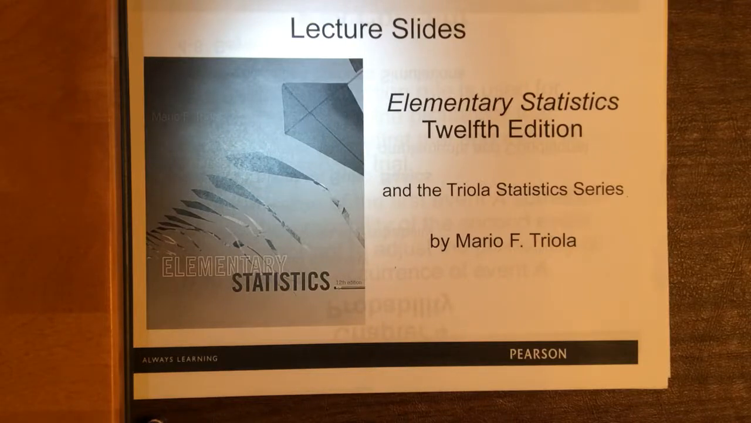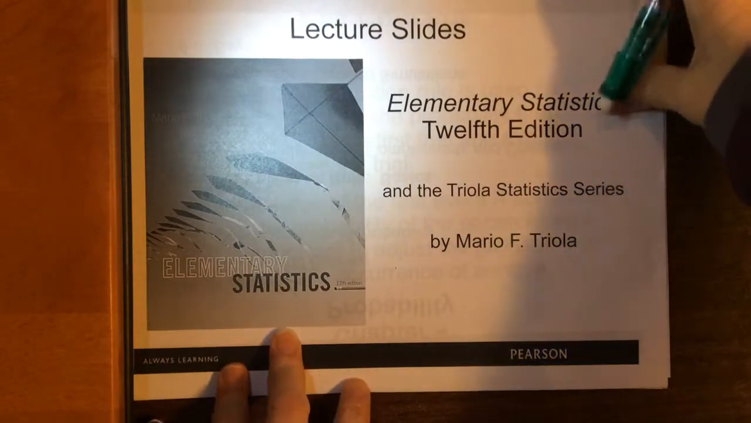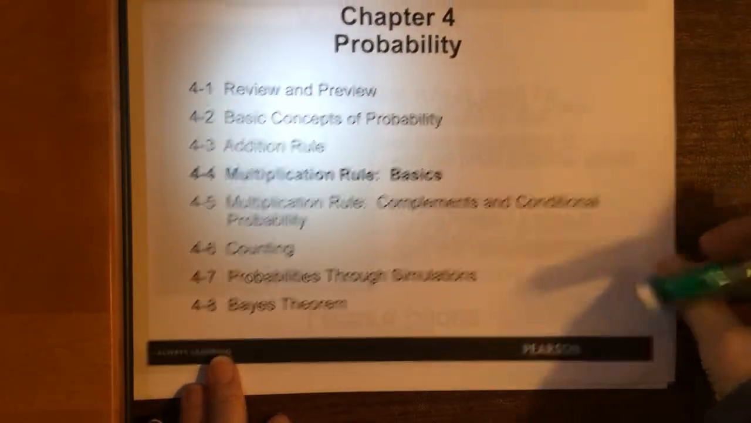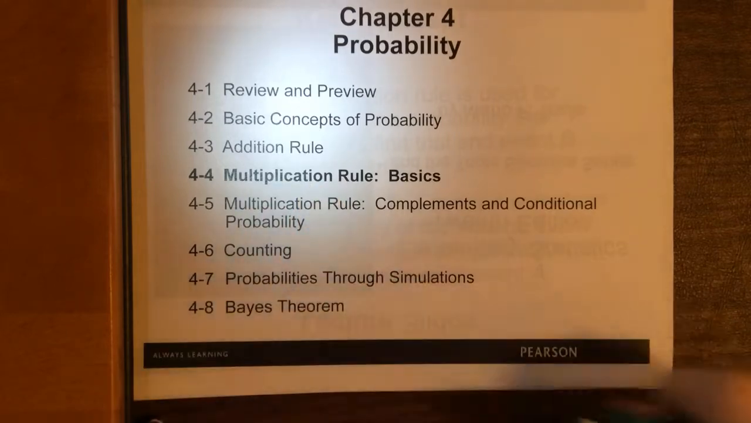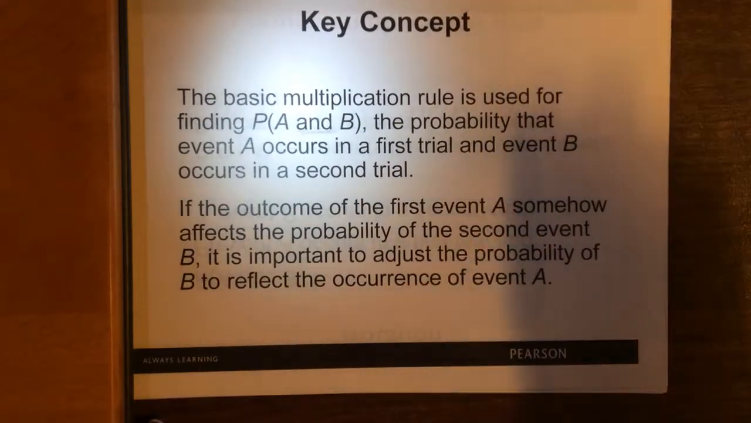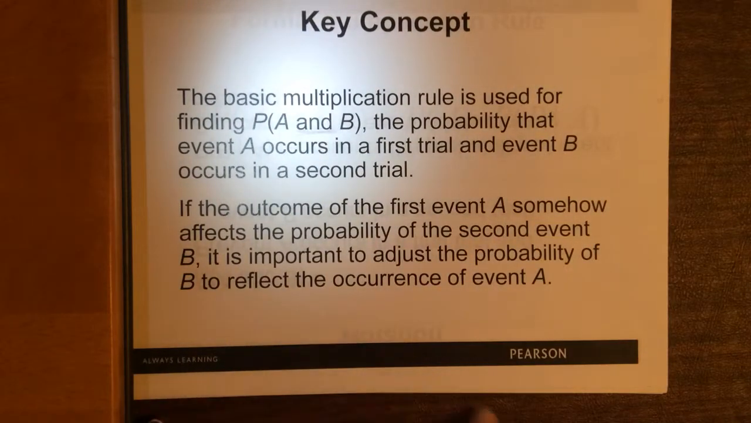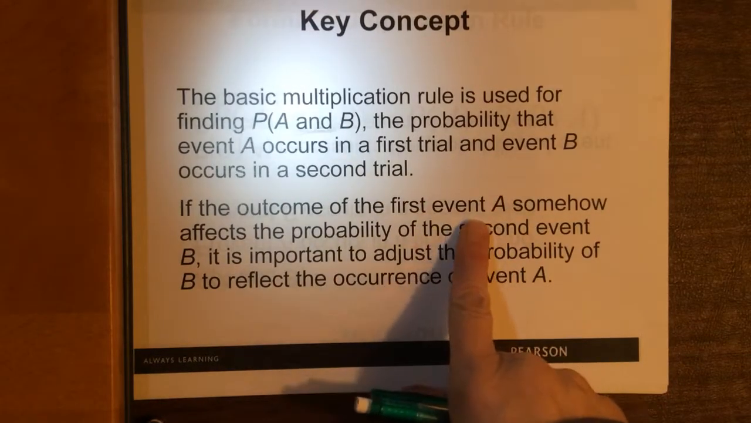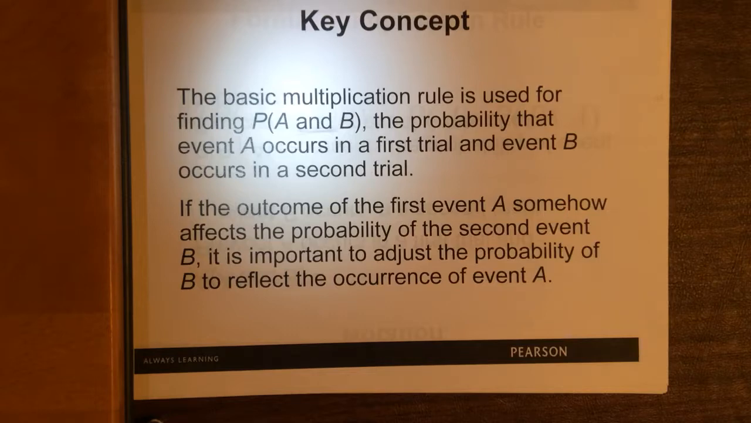So this is section 4.4 that we're talking about, the multiplication rule and just the basics of it. We'll do the rest of it next class. But the basic idea is that if you are using the multiplication rule to find the probability of A and B, which is the probability of event A occurring and then event B occurring, you always have to consider whether or not the fact that A did occur affects the probability of B.